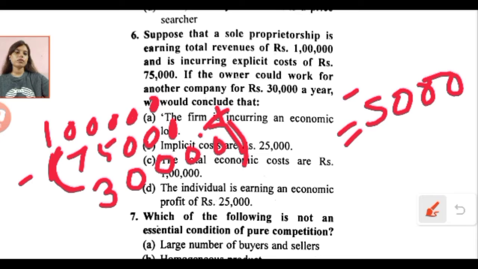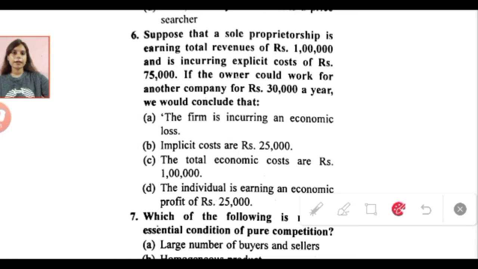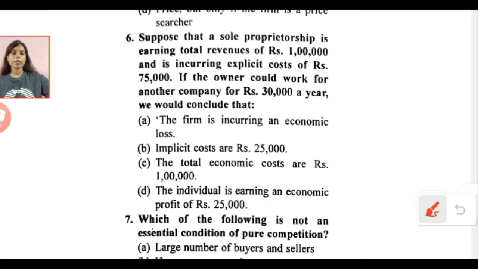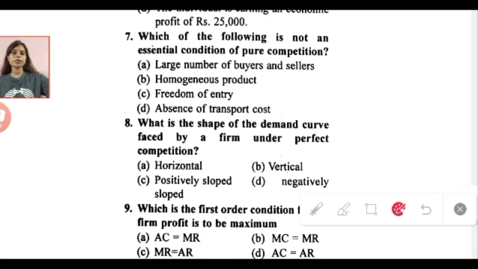Okay, so we can conclude that this sole proprietorship is actually incurring a loss. So we can thus conclude that number A is the correct option. That is, the firm is incurring an economic loss. All right, let us move over to the next question, question number 7.